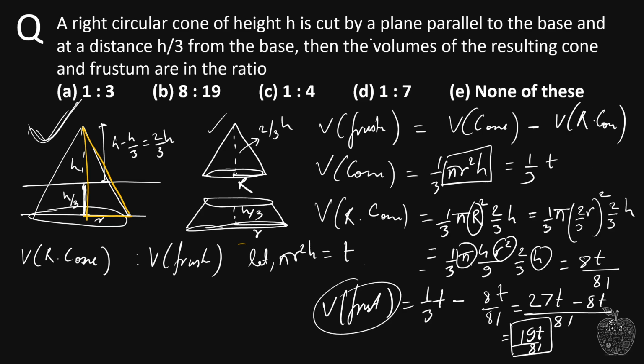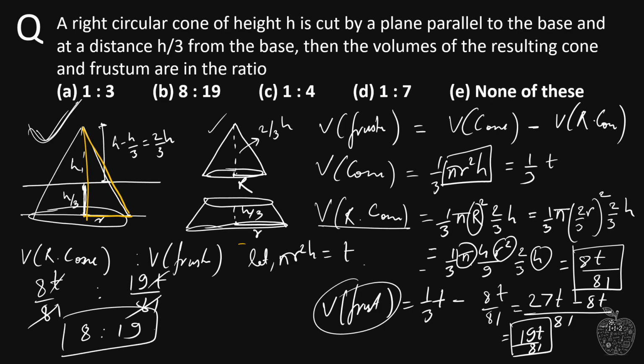We are asked for the ratio of the volume of the resulting cone to the frustum. The volume of the resulting cone is 8t by 81, is to the volume of the frustum we just calculated, 19t by 81. The 81 cancels, t cancels, so we are left with 8 is to 19, and this is our required answer. So option B is the correct one.